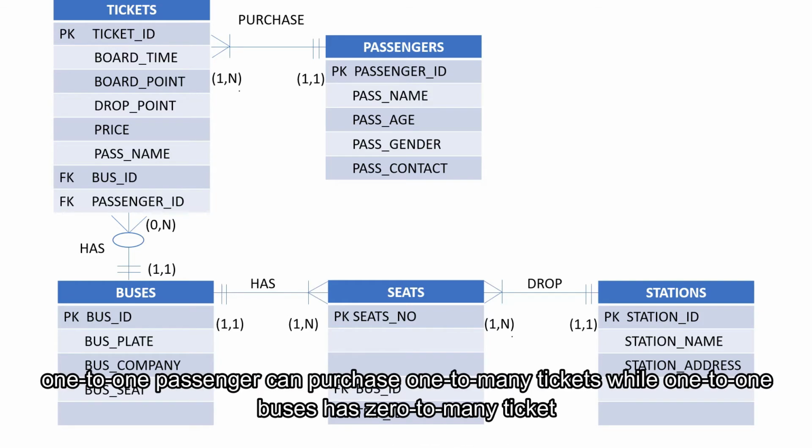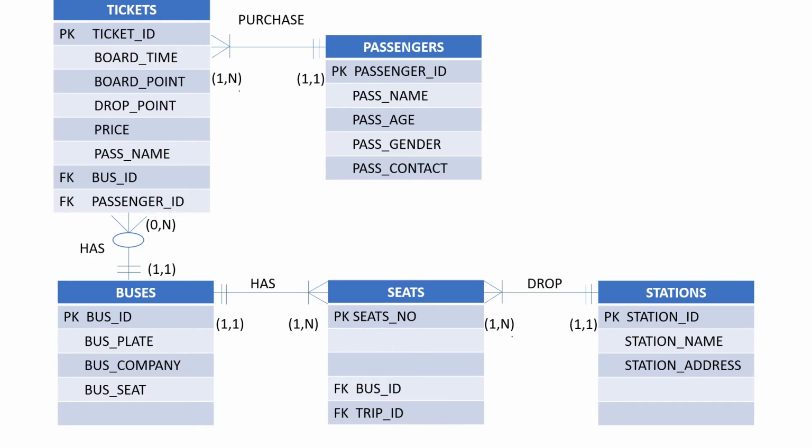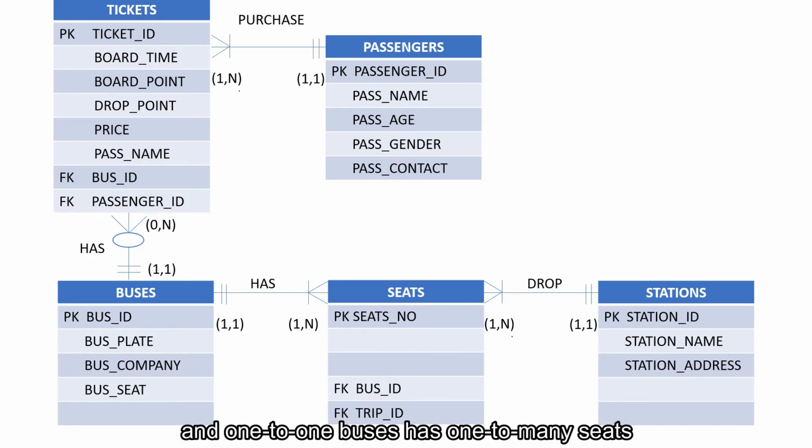One passenger can purchase one-to-many tickets, while one bus has zero-to-many tickets, and one bus has one-to-many seats. Next, one station can drop one-to-many seats.